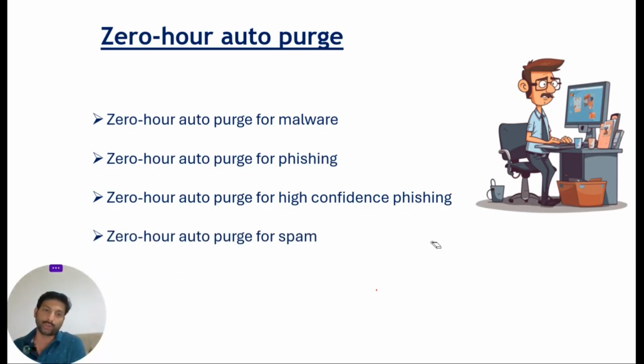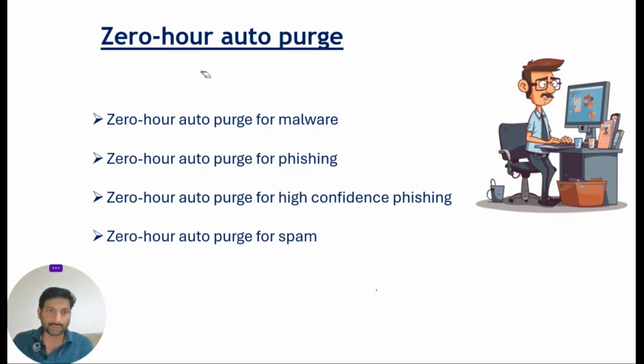So how does zero-hour auto purge work with spam? If the system finds delivered but unread messages that are identified as spam, the ZAP outcome depends on the action configured for the spam filtering verdict in the applicable anti-spam policy. The same as phishing. And by default, anti-spam policies enable ZAP. The default action for the spam filtering verdict is move message to junk email folder.